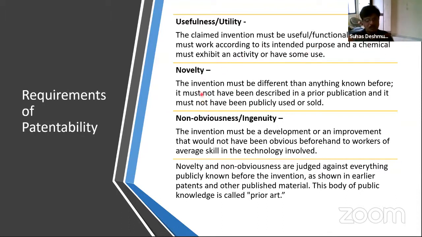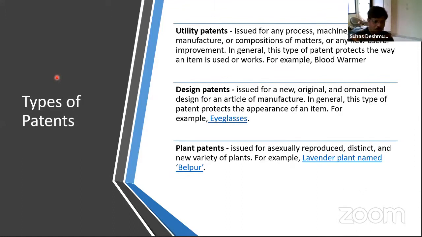Next, something new should be there. Nobody has done it. That is what is called novelty. And the third one is non-obviousness or ingenuity. It means it should be something new, and it should not be done as it is. That is the way you can have patentability.